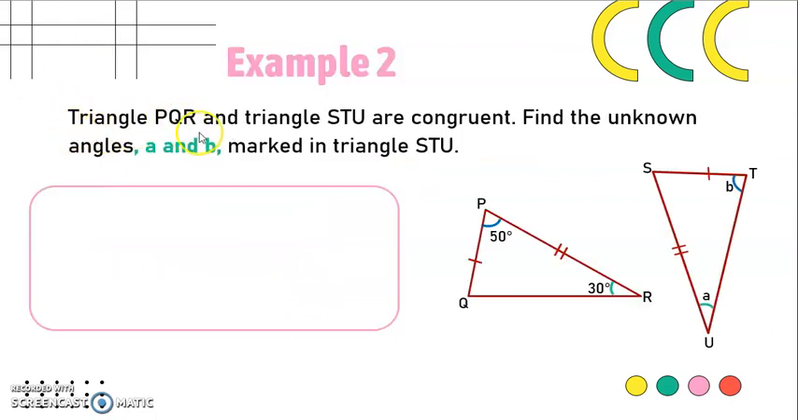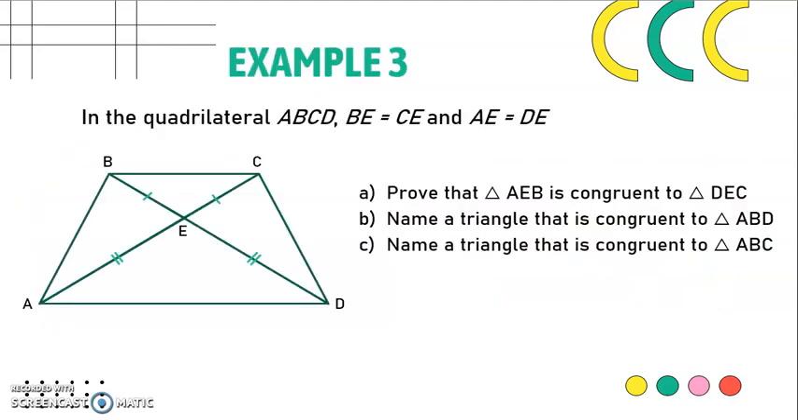Triangle PQR and triangle STU are congruent. Find the unknown angles A and B marked in triangle STU. So you have to find these two angles based on this angle. Now pause this video and try to solve example 2. Okay, so once you've done already, proceed to the last example, which is example 3.